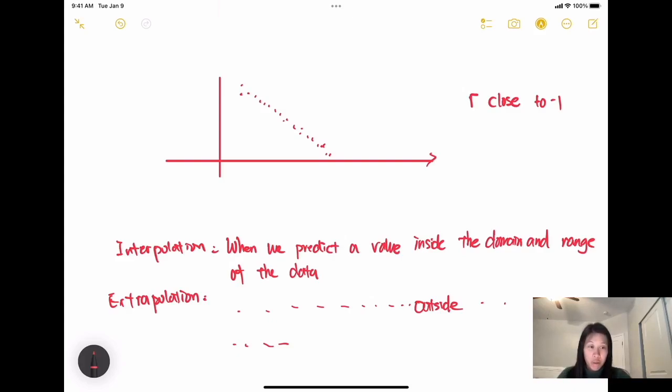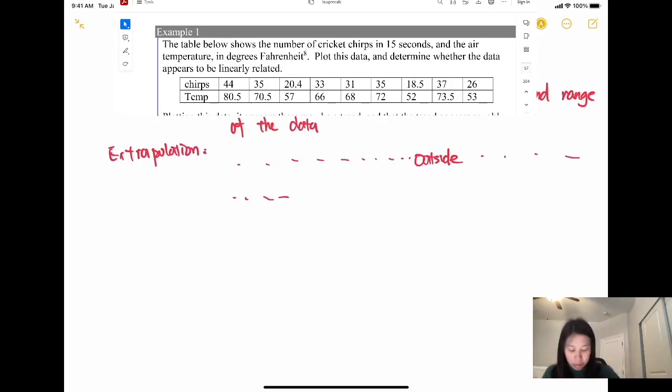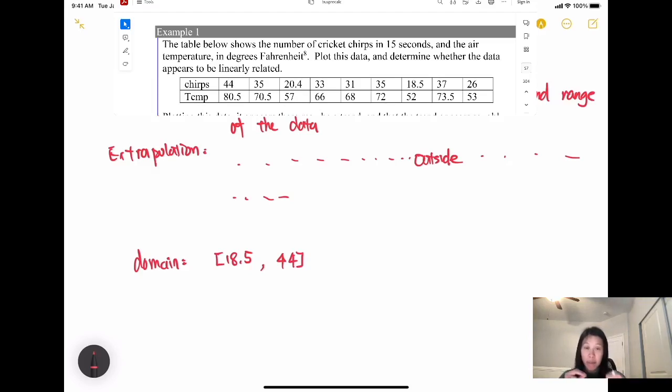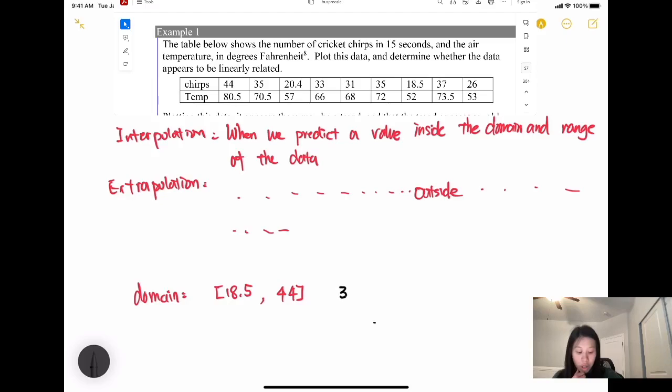Interpolation would occur if we use our model to predict the temperature for the chirps between what? Let me show you the table again. In here, what is the domain? The domain is from 18.5 to the highest data that we collected, which is 14.4. That means if we're trying to predict something in between this range, it is called interpolation. Our data has 14.4, 13.5, 20.5, 13.3, 13.1, 13.5, and so on, but we don't have 13.